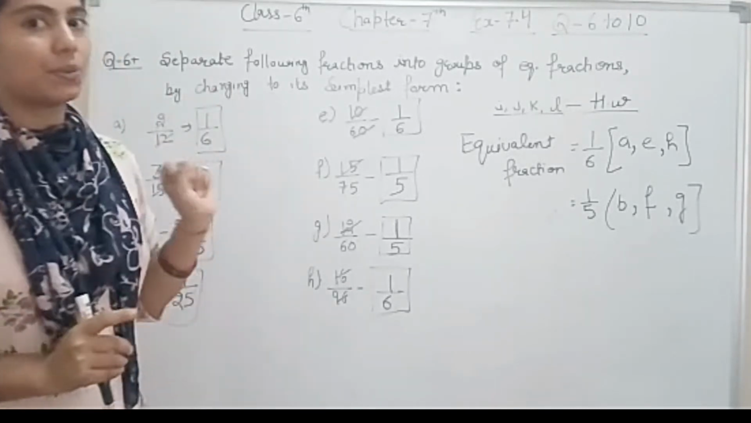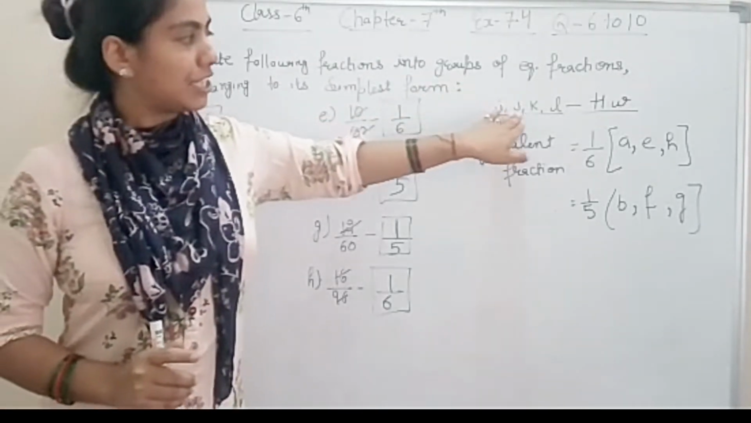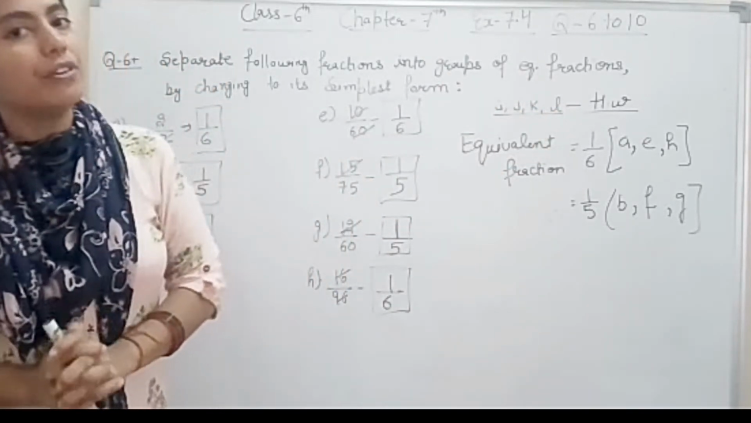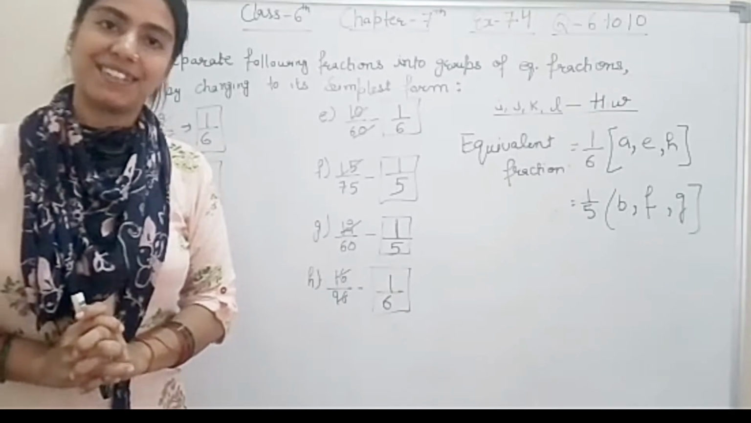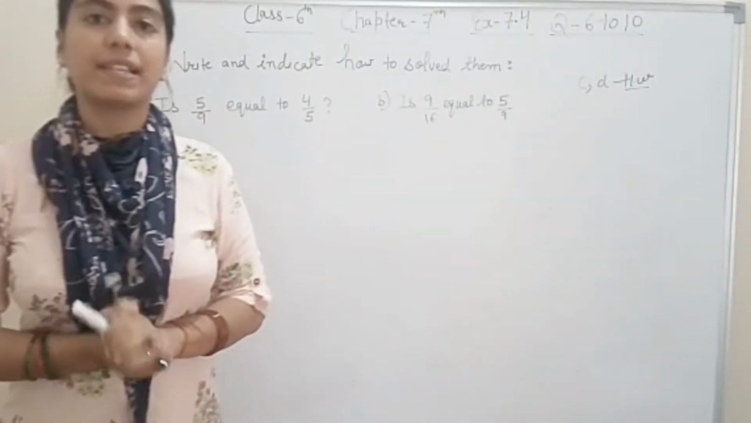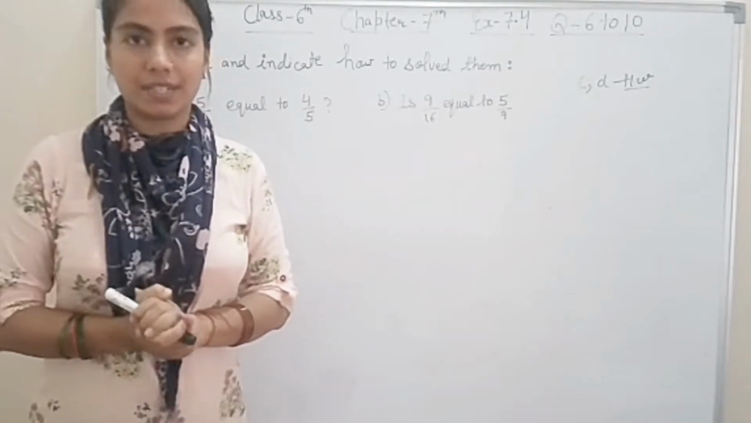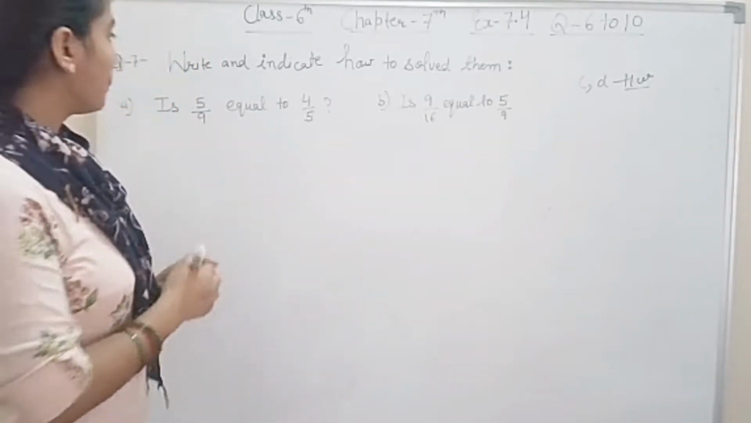You will complete this question. After doing this I, J, K, L part, this is homework for you. Okay, so now moving forward, our question number 7. Students, coming to our question number 7, which is very simple. That type of question you already have done. So let's quickly have a look.